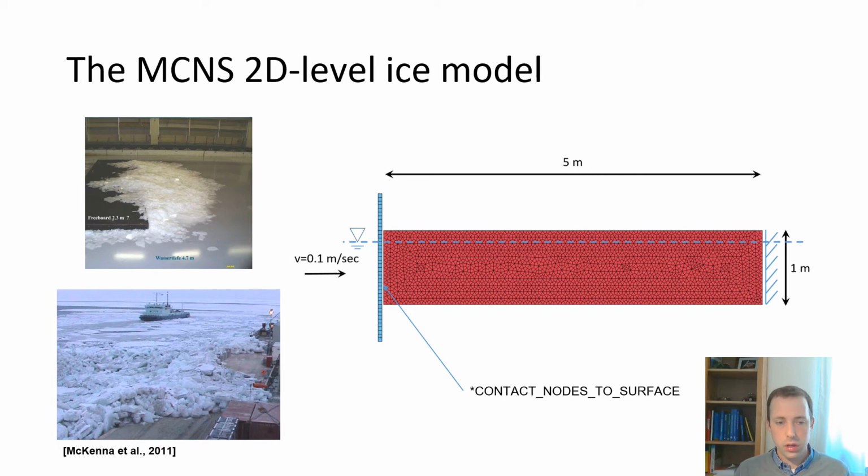Now our studied model: we consider a level ice condition where you push an ice sheet against the test structure. In our simulation, we did it the other way around. The ice is fixed on the right side, and we move this test structure, the blue test structure, with a velocity of 0.1 meter per second. The coupling was implemented by a simple node to surface contact. The dimension of the ice feature is 5 meters long and 1 meter thick.